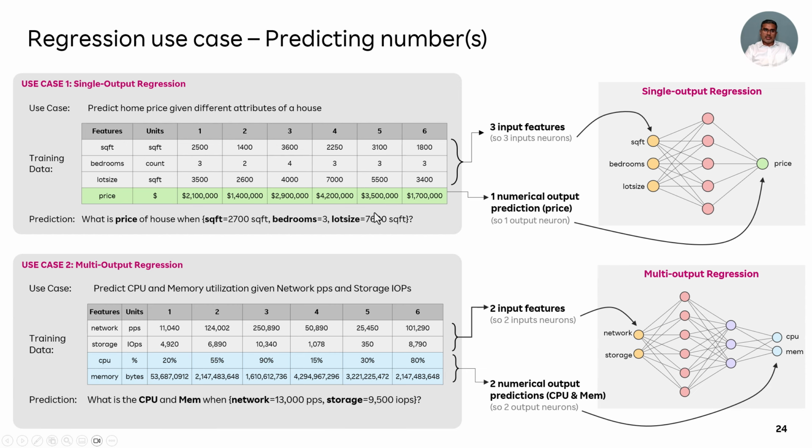There's a second type of regression use case, which is multi-output regression. Here you're trying to predict, for example, what is the CPU and memory utilization of my system when I'm seeing about 13,000 packets per second coming over the network, and the disk is taking about 9,500 IOPS. So you're trying to predict two values, CPU and memory utilization. That's why you have two neurons in your output. How many input neurons do you have? You have two neurons in the input layer, network and storage: network PPS, packets per second, and storage IOPS. So single output is predicting one output, multiple output regression is predicting multiple outputs.